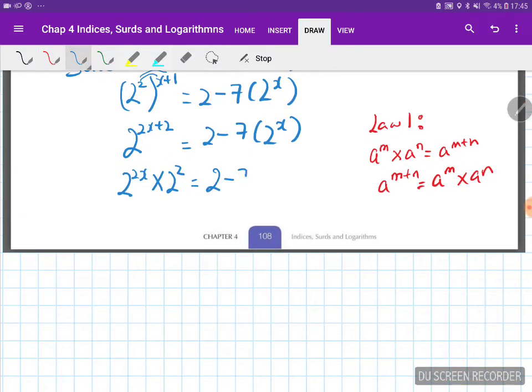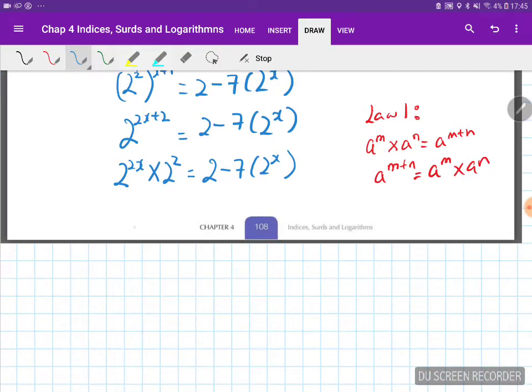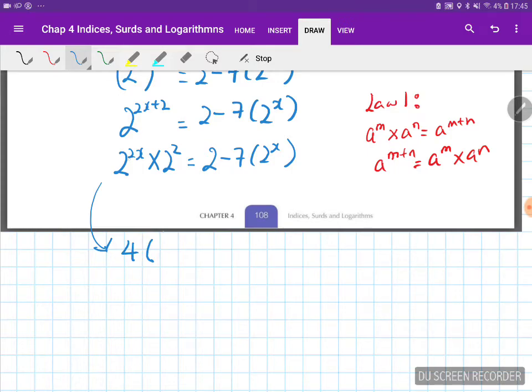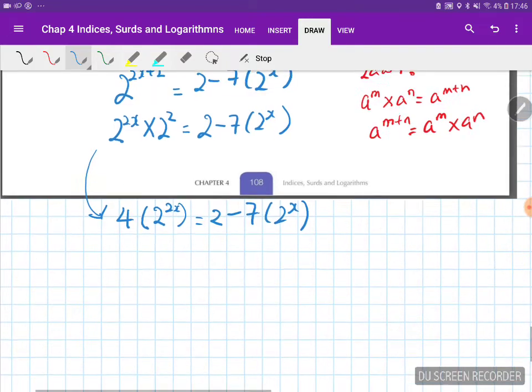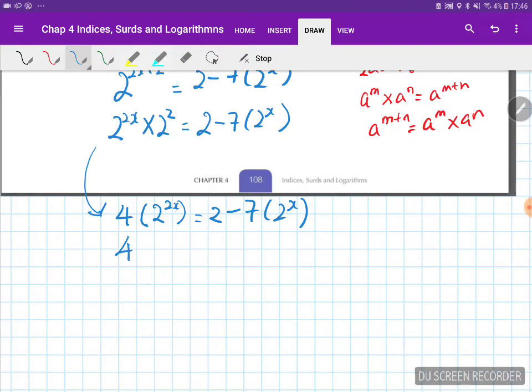So 2 minus 7 times 2 to the power of x. And we know the value of 2 squared is 4. Let me continue here. It is 4 times 2 to the power of 2x equals 2 minus 7 times 2 to the power of x. You can see that this 2 to the power of 2x, I want to do something to it to make it similar to 2 to the power of x. So this is what I'm going to do. I'm going to bring the 2 outside.